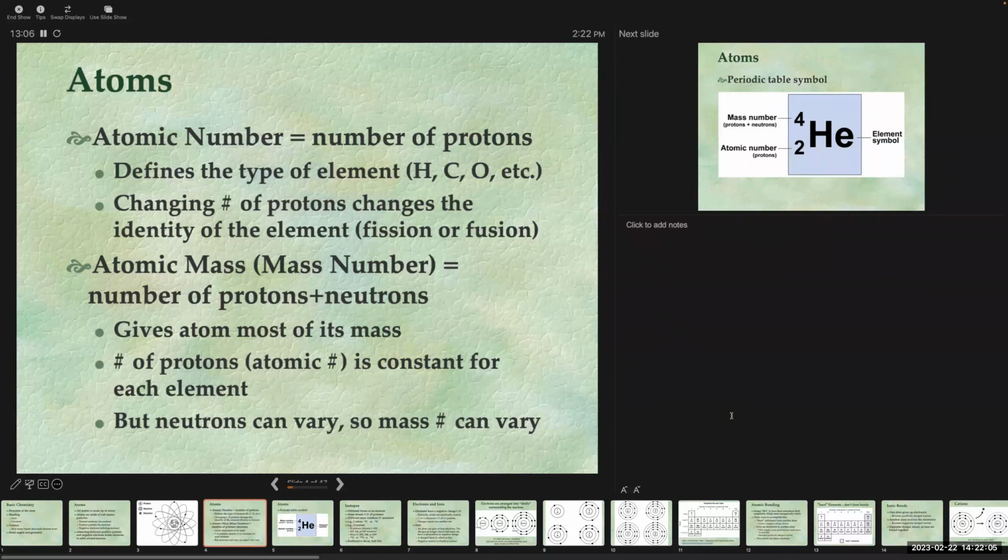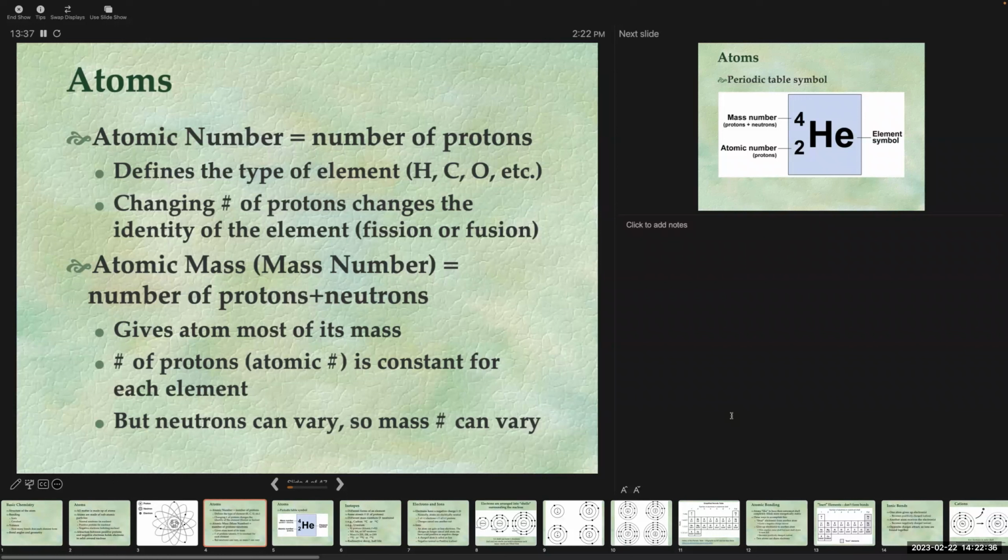So as I said, hydrogen has 1 proton in the nucleus. That's what makes it hydrogen. Carbon has 6 protons in the nucleus. That's what makes it carbon. Oxygen has 8 protons in the nucleus. That's what makes it oxygen. If there was some way to change the number of protons in the nucleus, you would literally change the element from one element to another element. It would no longer be hydrogen. It would no longer be carbon if you change the number of protons in the nucleus.